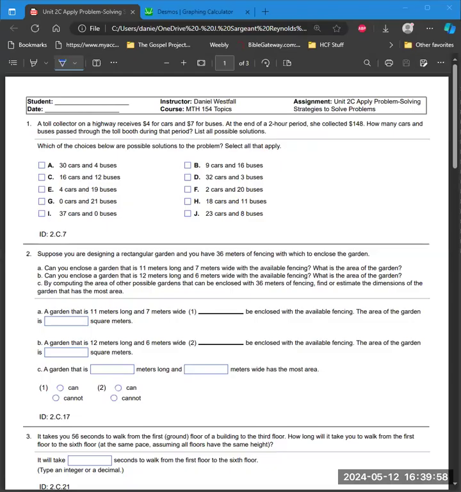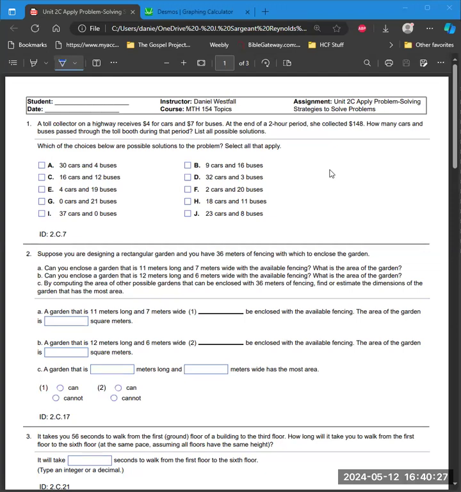In this video, we're going to apply problem-solving strategies to solve problems for Unit 2C. A toll collector on a highway receives $4 for cars and $7 for buses. At the end of a 2-hour period, she collected $148. How many cars and buses passed through the toll booth during that period?